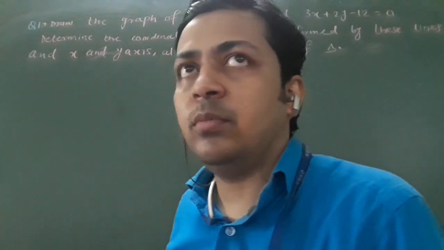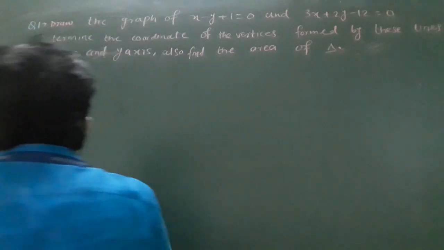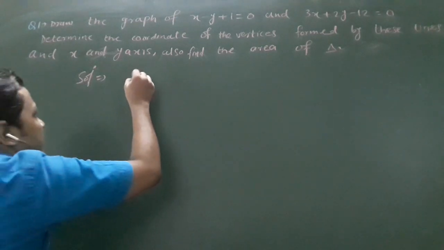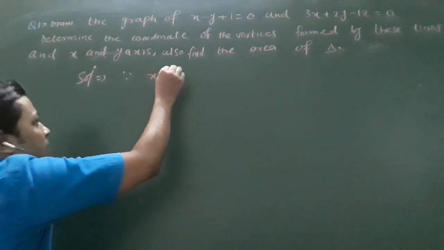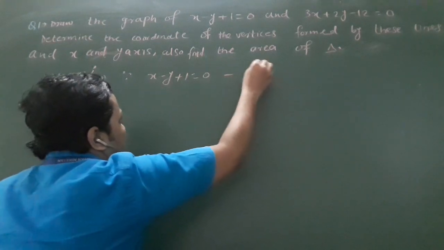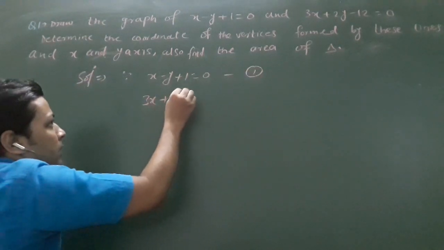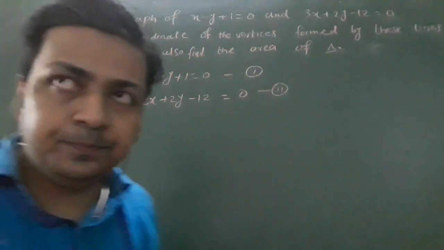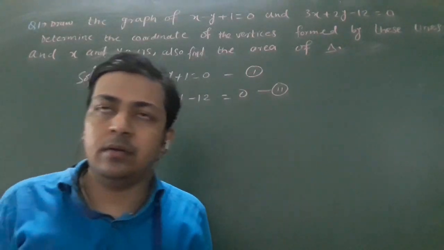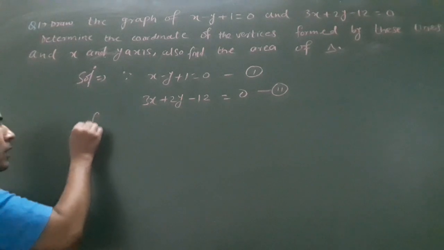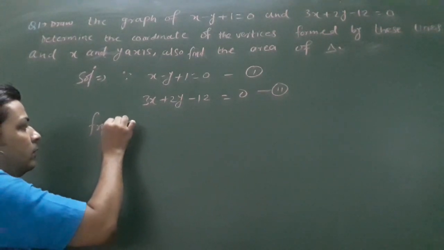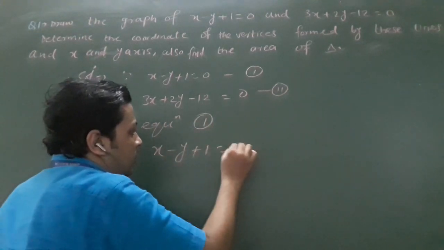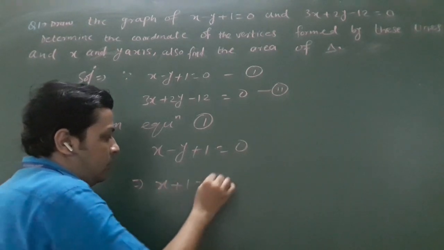First of all, I will take both equations as equation 1 and 2. Let's see, x minus y plus 1 is equal to 0, equation 1. 3x plus 2y minus 12 is equal to 0, equation 2. From both equations we will express y with respect to x. So from equation 1, x minus y plus 1 is equal to 0. That's why x plus 1 is equal to y.